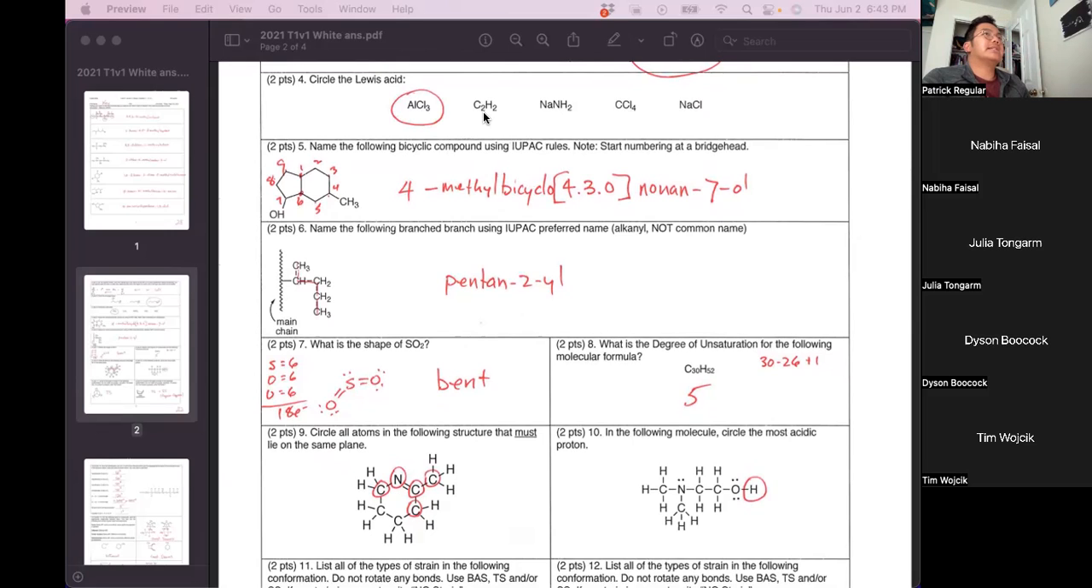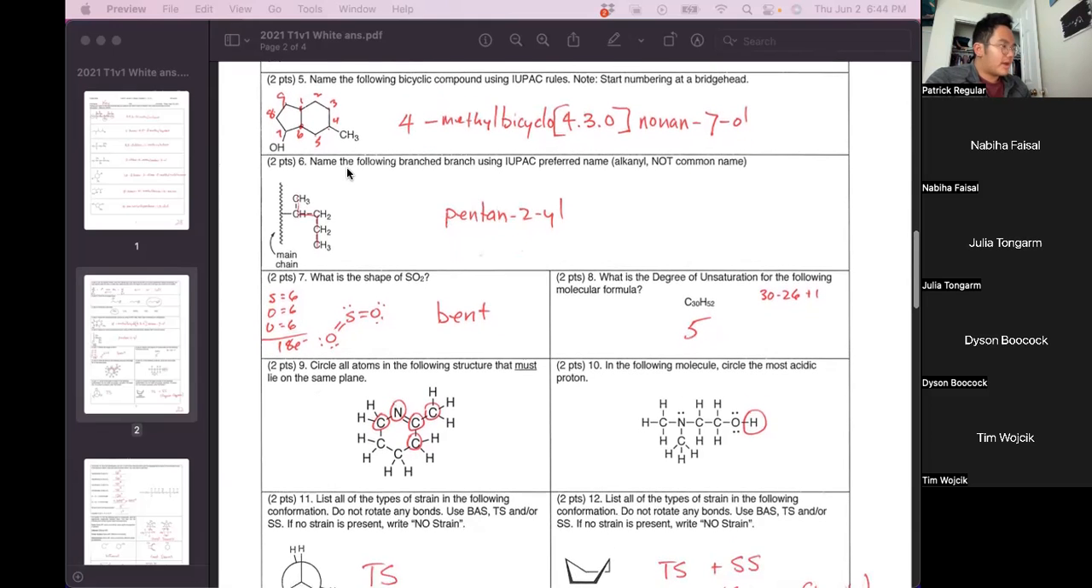C2H2 is just an alkyne, which is just a 4-atom chain. And NaNH2 is a Lewis base because it is an electron pair donor. That central nitrogen has an extra lone pair, 2 of them, in fact. So the Lewis acid is AlCl3.